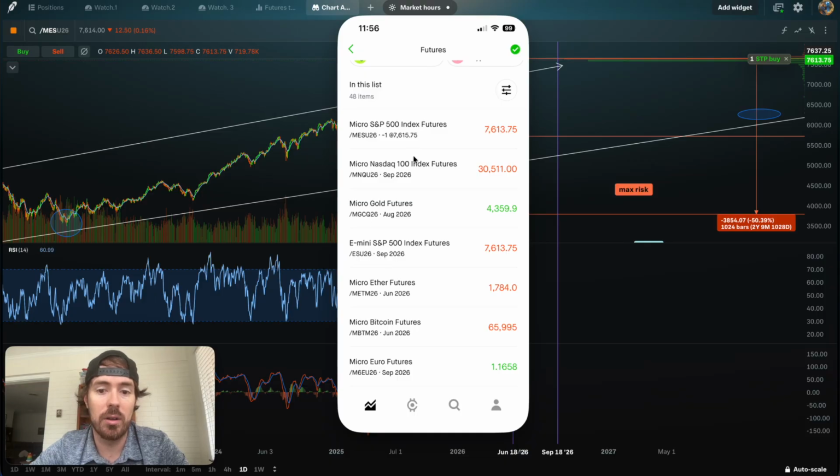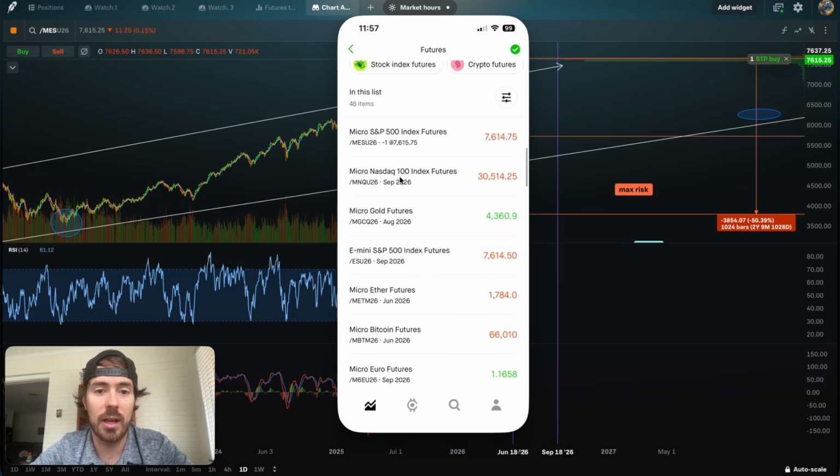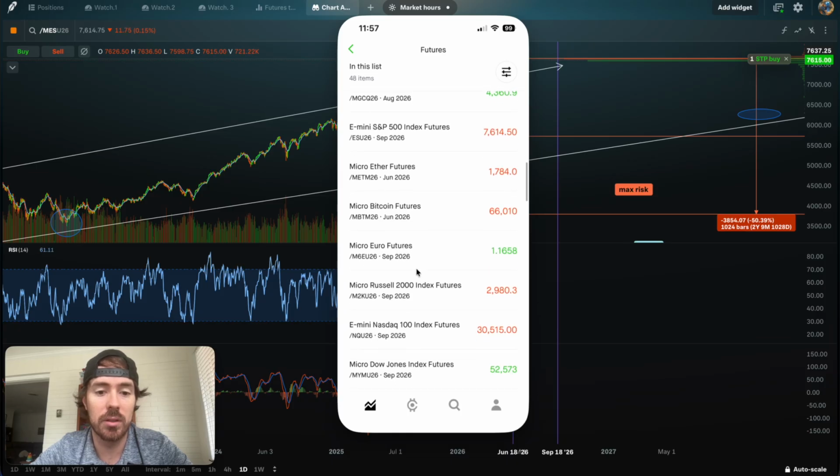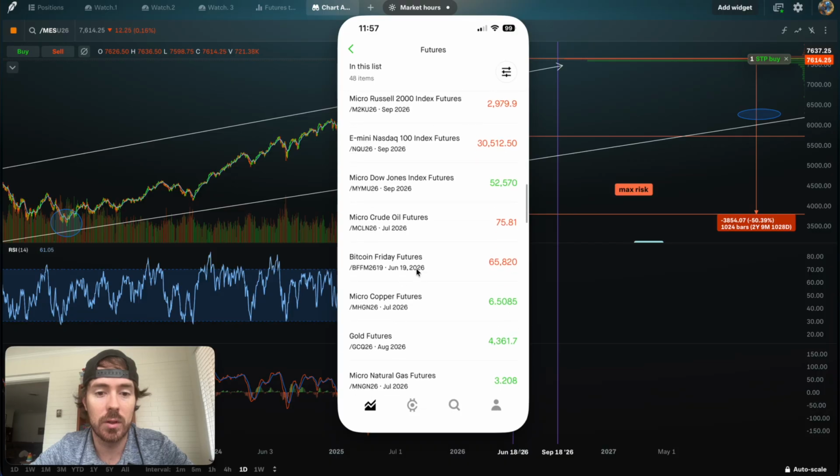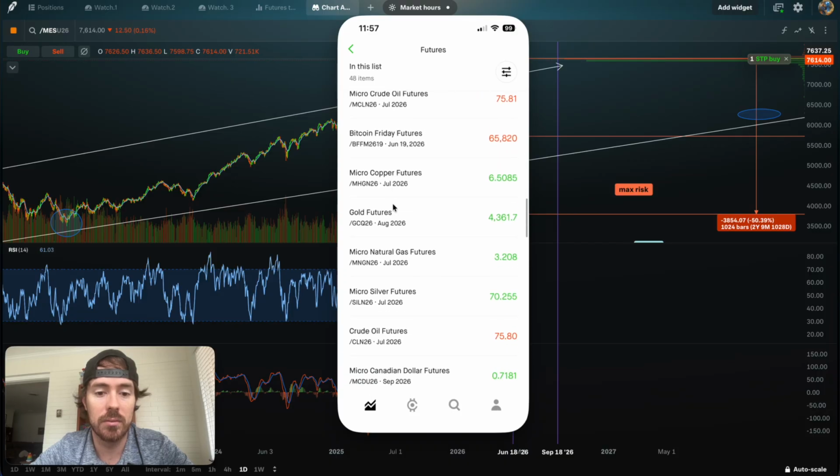So this is S&P 500, and these are called the minis. These are called the micros. So that's essentially what I trade. That's all I trade is the S&P. I don't really get on here and mess with gold, or if you want to, you obviously have NASDAQ, gold, silver, copper, crude oil, all these others.